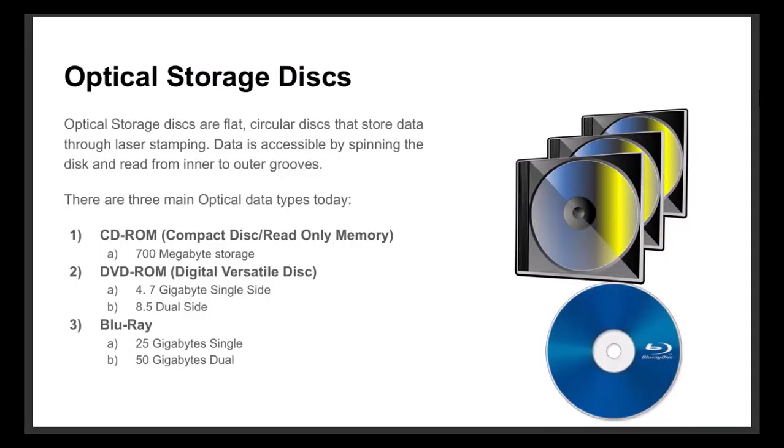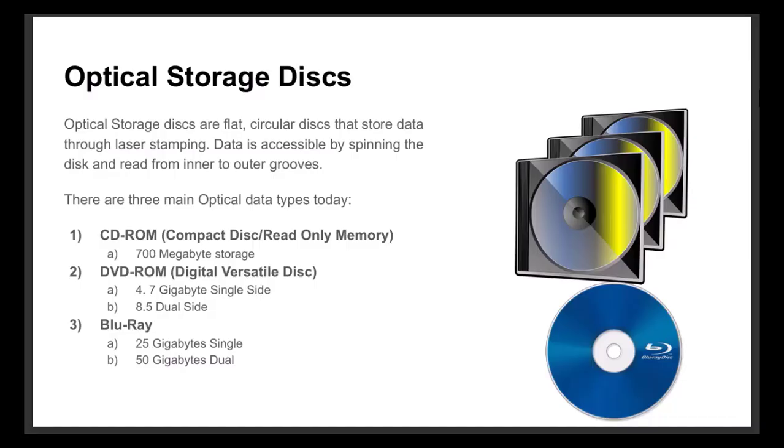Another type of peripheral storage is optical disks. Optical disks are flat circular disks that store data through laser stamping. We can access information stored on optical storage by spinning the disk and reading data that is stored within the grooves of the disk itself. There are three main types of optical storage: CD-ROM, DVD-ROM, and Blu-ray.